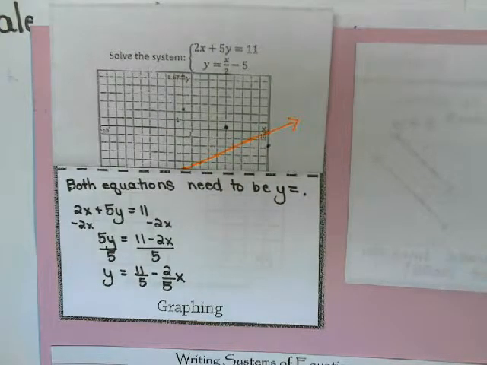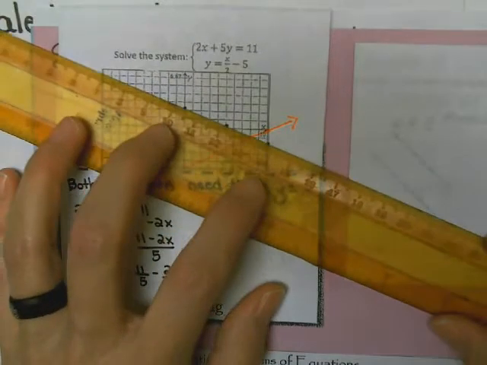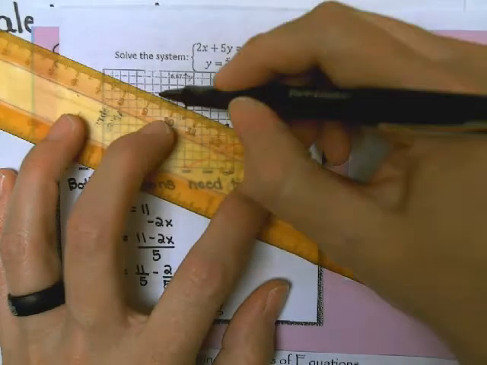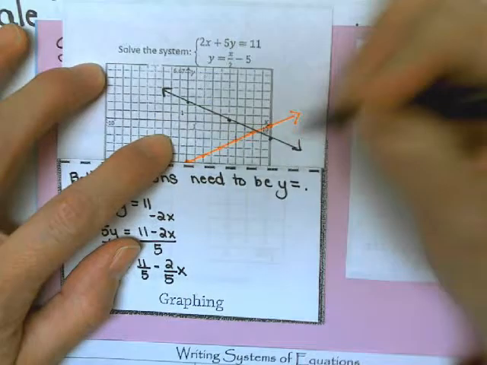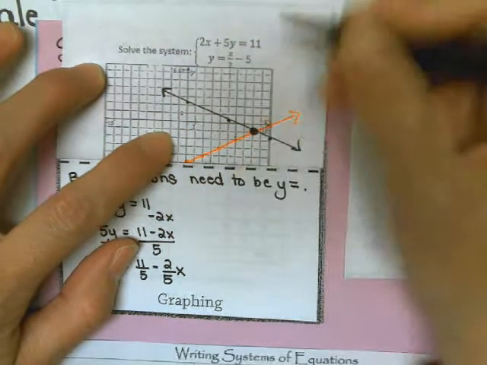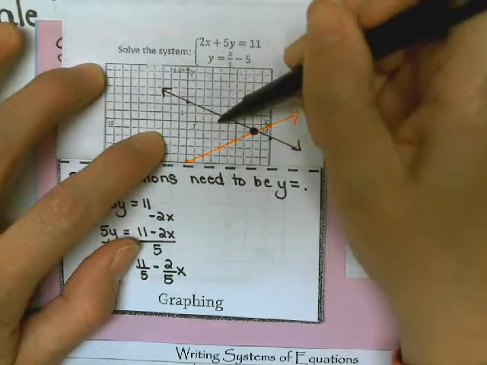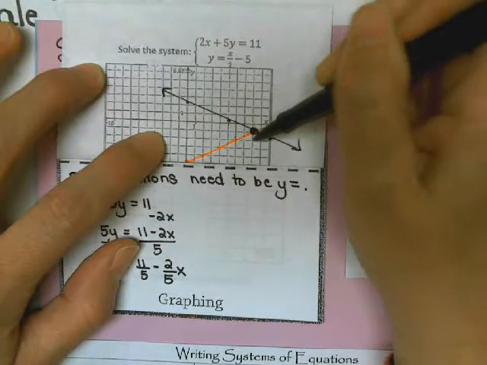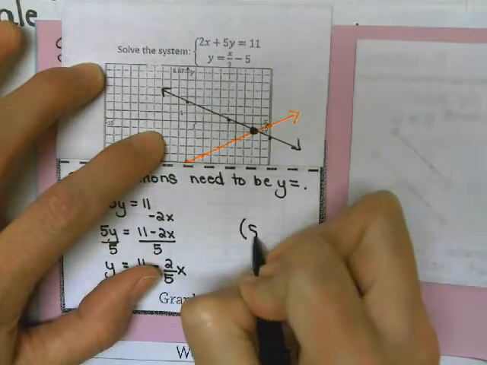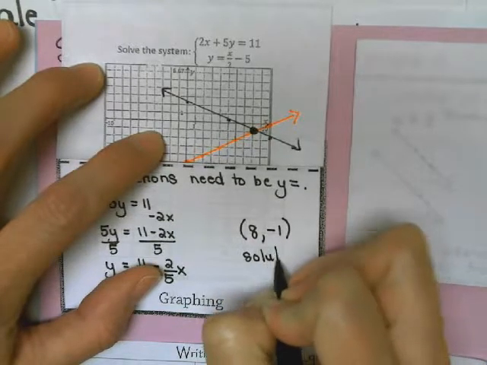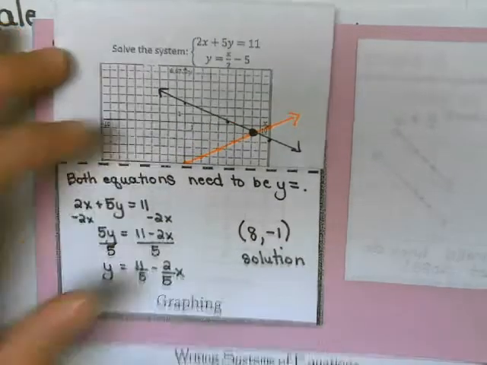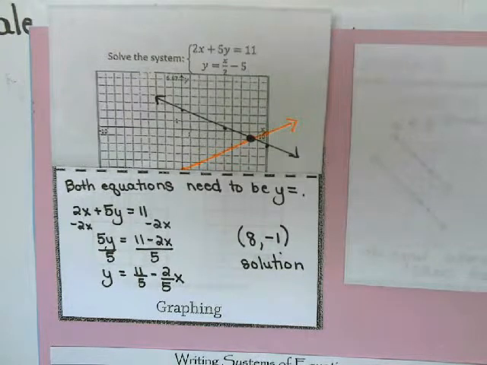And then if I connect those points, I can see that my two lines intersect right here, which is the point 1, 2, 3, 4, 5, 6, 7, 8, -1. So 8, -1 is my solution. Okay, so that is using our graphing method.